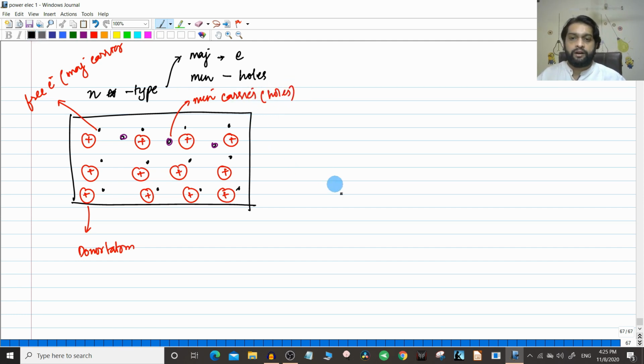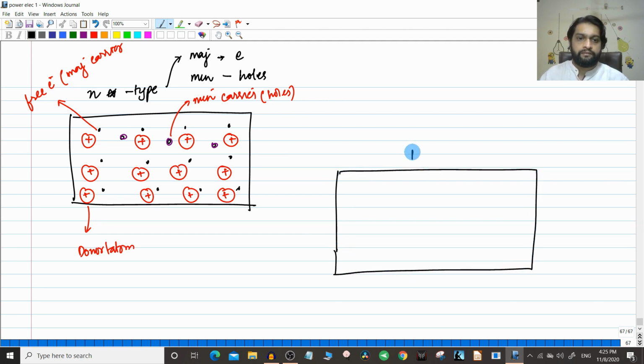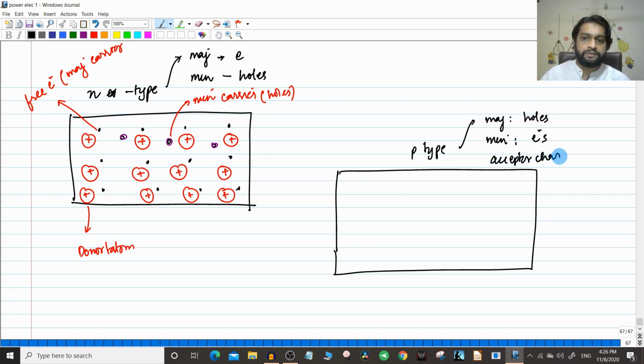Okay. Now let us draw a p-type material. Yeah, we have drawn the p-type material. In p-type material, what is the majority carriers? In p-type material, the majority carriers are the holes. What is the minority carriers? Minority carriers are the electrons. And what is the charge associated with the acceptor atom? Acceptor atom charge in a p-type material is negative. Why is it negative? Because it is accepting an electron.